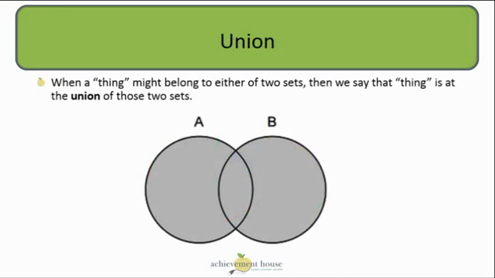Now, when a thing might belong to either or of two different sets, then we say that thing is at the union of the two sets. So a union of two sets is when one thing can be in either set A or set B. So it could be anywhere, not just where they overlap. It could be anywhere in set A and anywhere in set B.